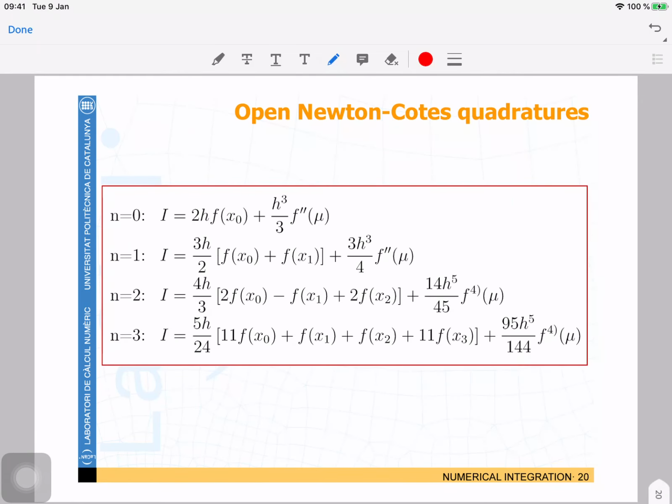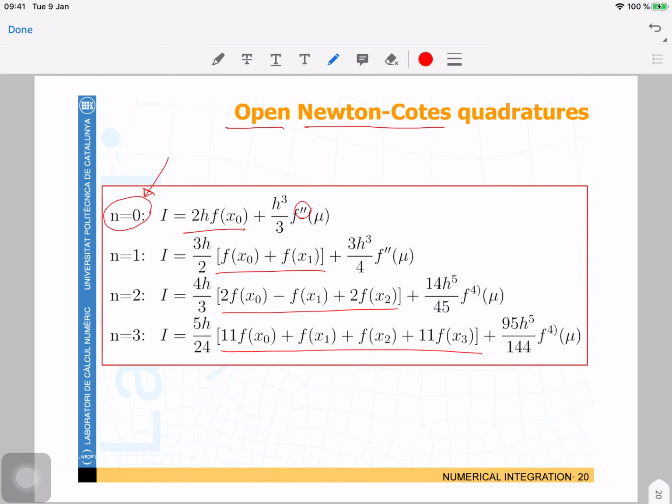This is a summary of the quadrature formulas for open Newton-Cotes quadratures. I note here that for the open quadratures, we can also introduce just one point and calculate the integration, while in the closed quadratures, the minimum number of points that we can choose is 2. You see the expansion of the terms based on the choice of n, and also the error.